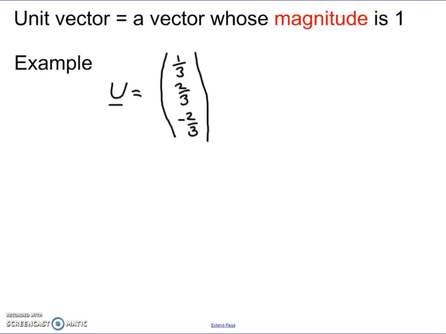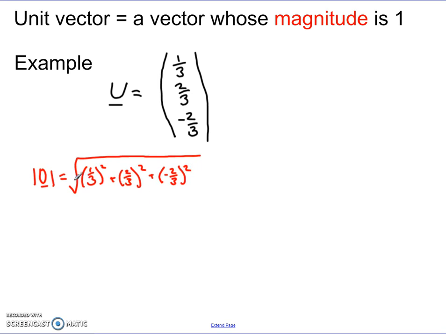Now, a unit vector, quite simply, is a vector whose magnitude is 1, i.e. the size of the vector is 1. So if I give you this vector here, u, of these components, 1/3, 2/3, and -2/3, and I wanted to calculate the magnitude of u, I'd still follow the exact same formula as before. So I'd do the square of each of them, so 1/3 squared, plus the 2/3 squared, plus the -2/3 squared. I'd then square them, add them, take the square root.